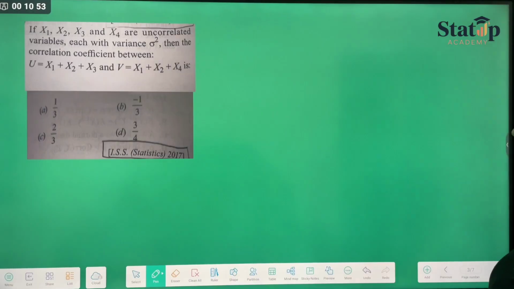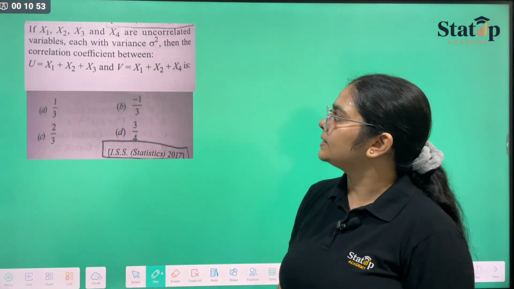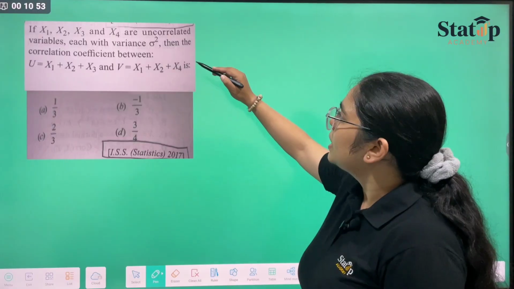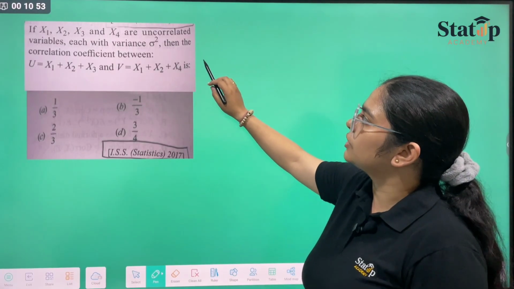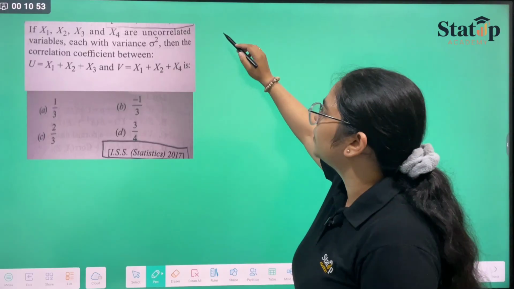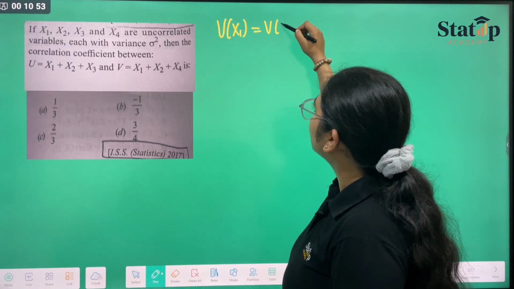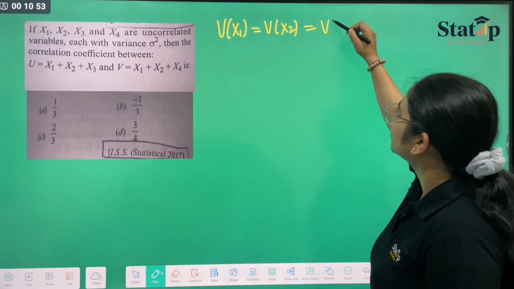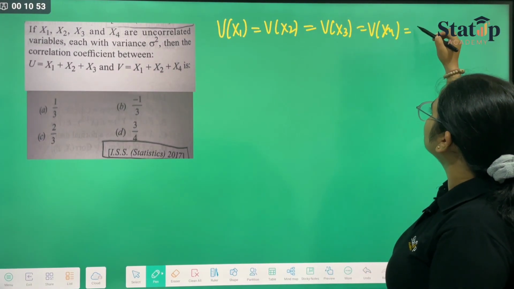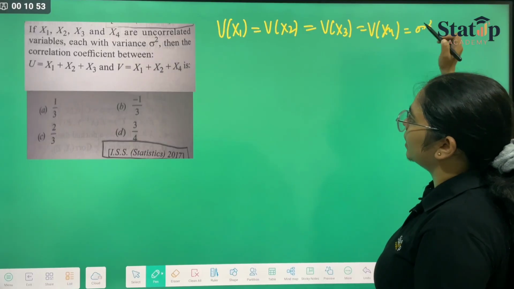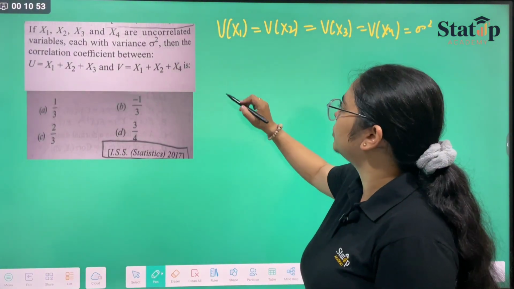Now, the last question for today's class is a question from 2017. They have given us that all the variables x1, x2, x3, and x4 are uncorrelated variables with variances sigma square. So, variance of x1 is equal to variance of x2 is equal to variance of x3 is equal to variance of x4 is equal to sigma square. Then they have asked us to find the correlation coefficient between u and v.